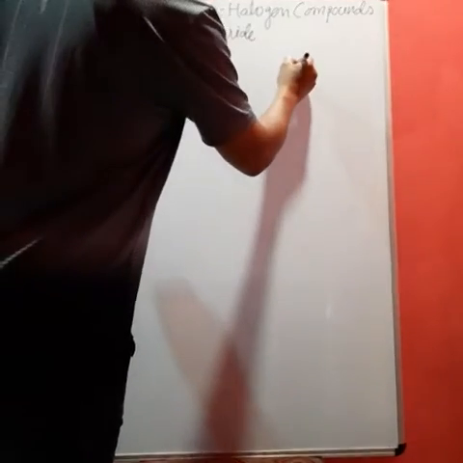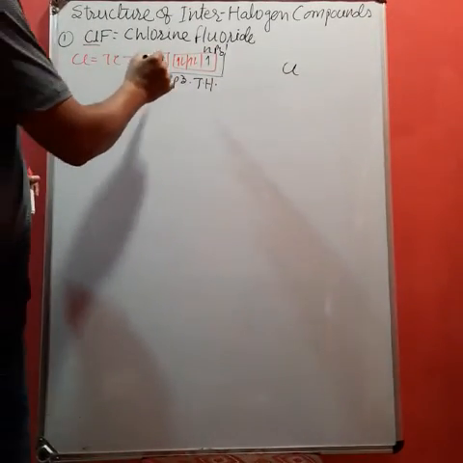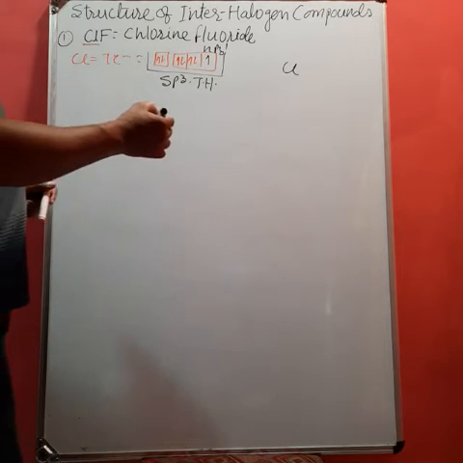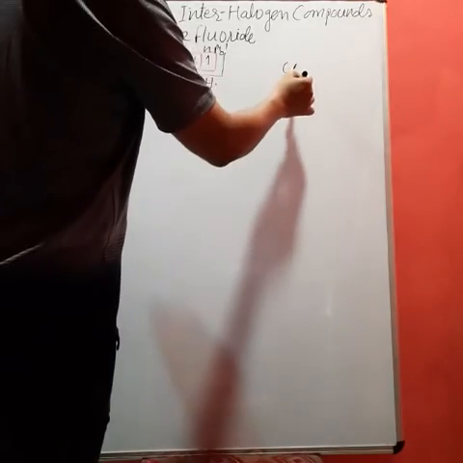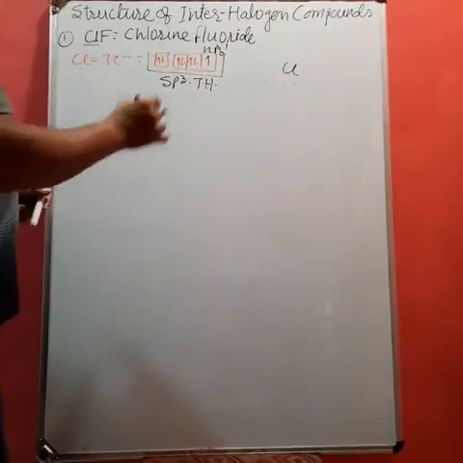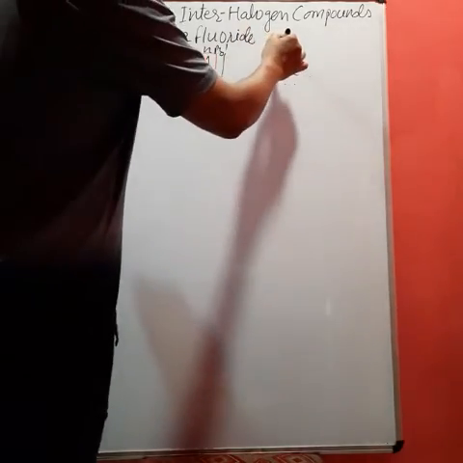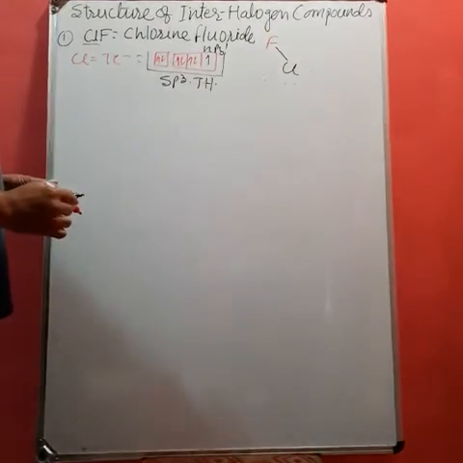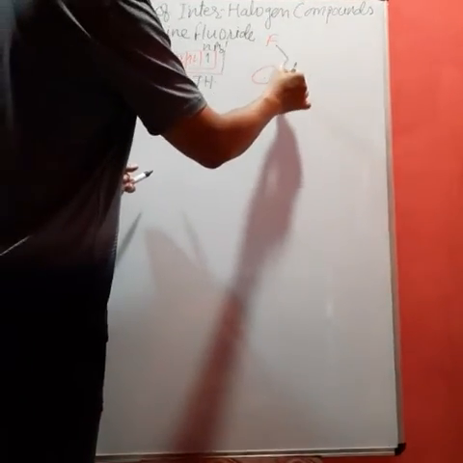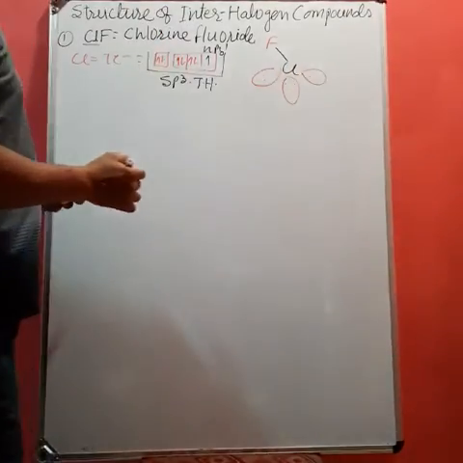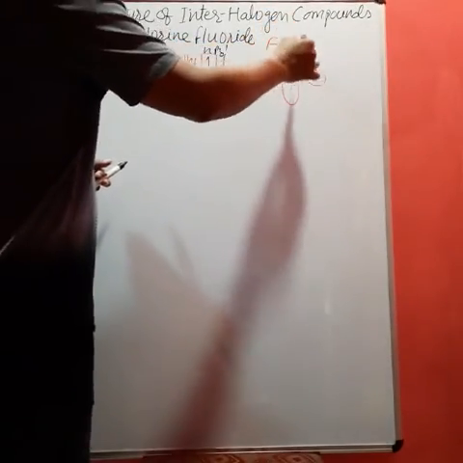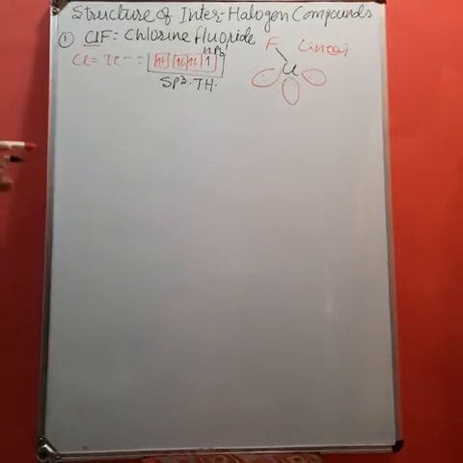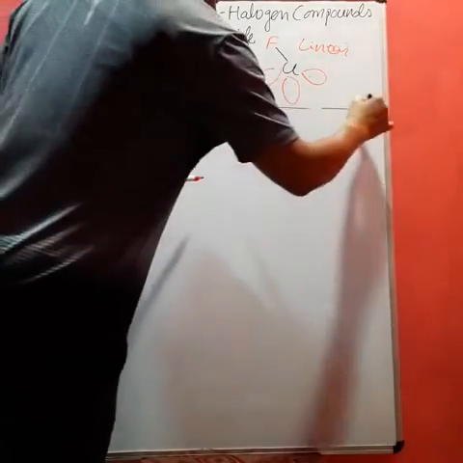So write here Cl. In hybridization 4 orbitals are there, 1, 2, 3, 4. But 3 contain paired electrons, and the paired orbital can be denoted by lone pairs. So there will be 3 lone pairs and 1 unpaired. With the unpaired, it forms a covalent bond with F, while the 3 remain in the form of lone pairs. Thus, overall, the structure is given as Cl-F. Therefore, the structure is linear. So this is one of the compounds.